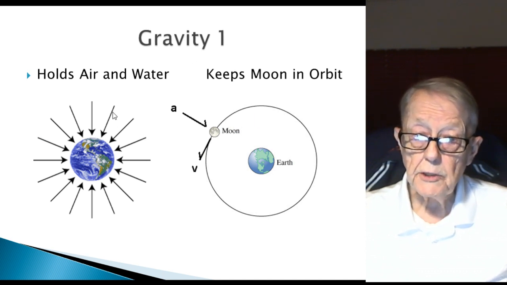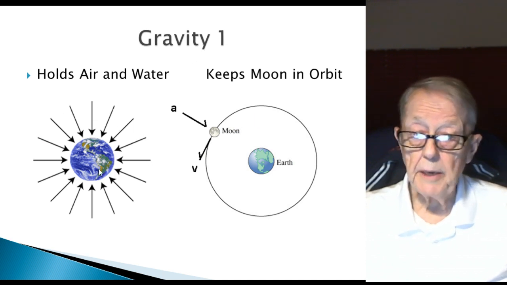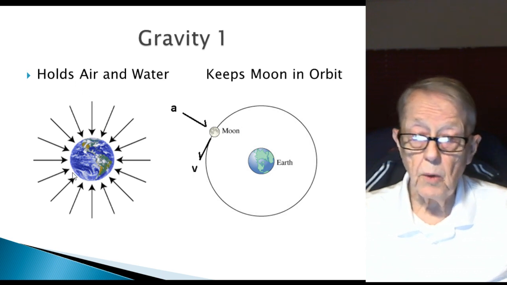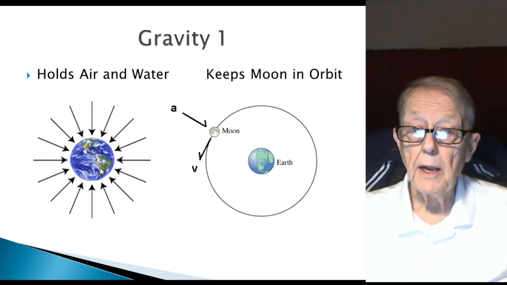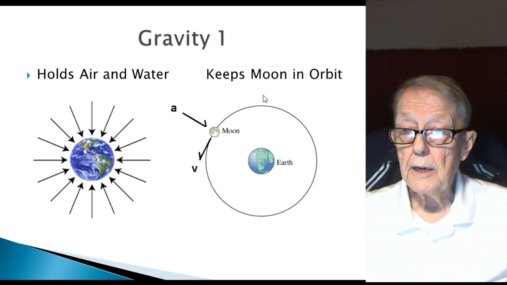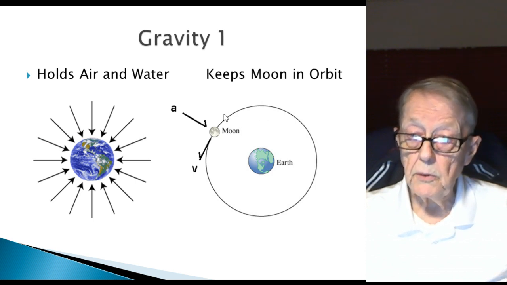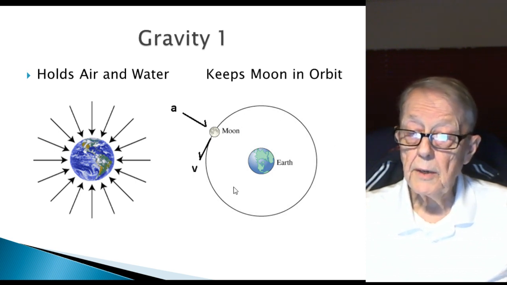Gravity 1, the G1 particle, not only keeps the Earth together, it holds air and water and all things together on the Earth. It also keeps the moon orbiting around the Earth.